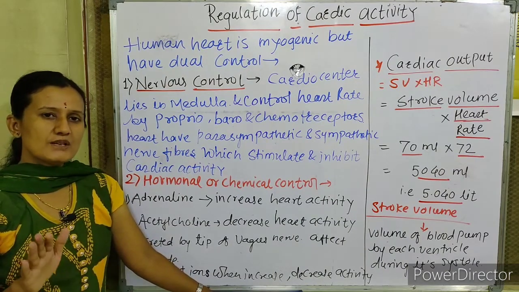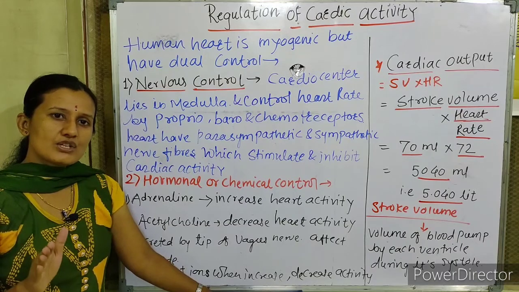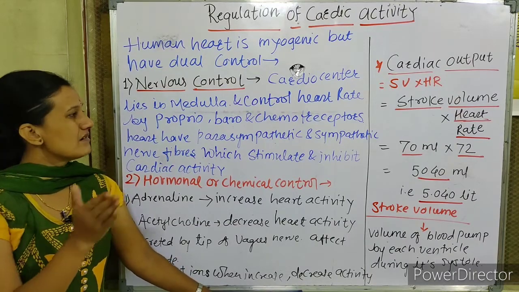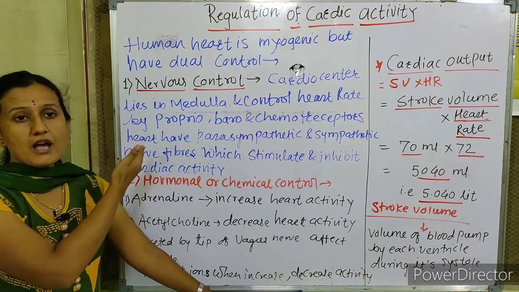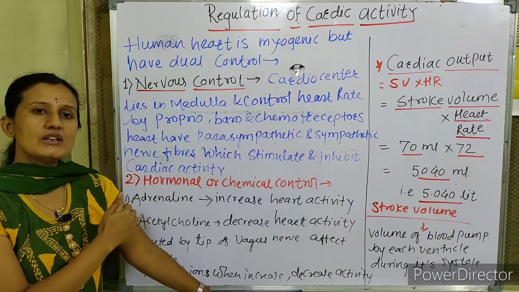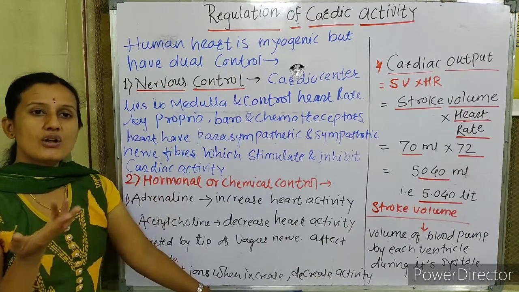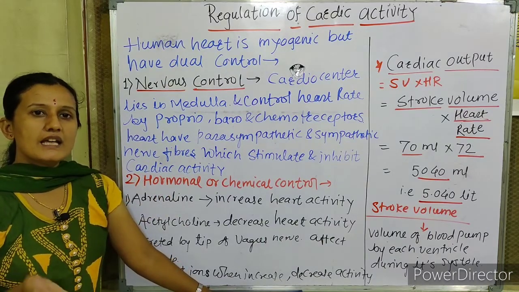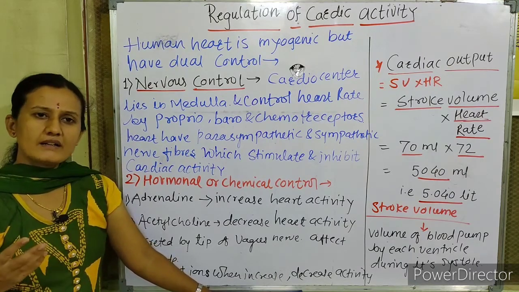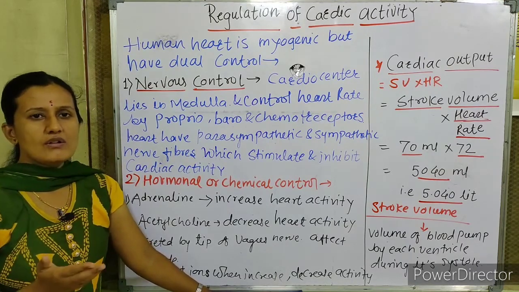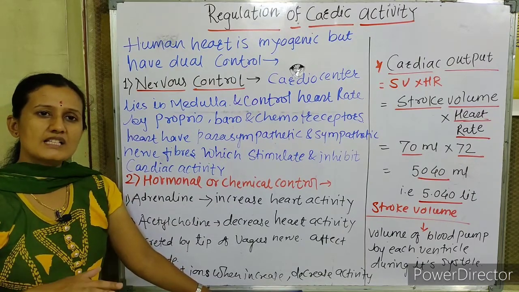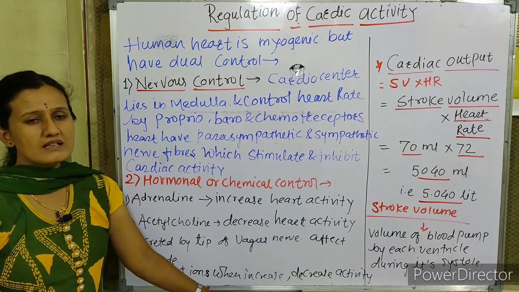Baroreceptor is just like a thermoreceptor, which means the cells which show effect by the change in temperature. That means chemoreceptors, baroreceptors and proprioreceptors receive the change in pressure or chemical, and they control the cardiac activity. That means heart rate is changed when there is a change in chemical, that means when there is acidosis or alkalosis.